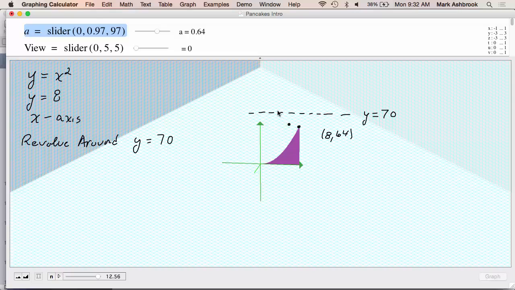So what about this point 8, 64? Where will that end up at 180 degrees? Right about there, right? And then this whole edge here will end up like this. So this one will actually be a very weird one. It's going to have a hole in it. You're going to stick your hand through the middle of it.